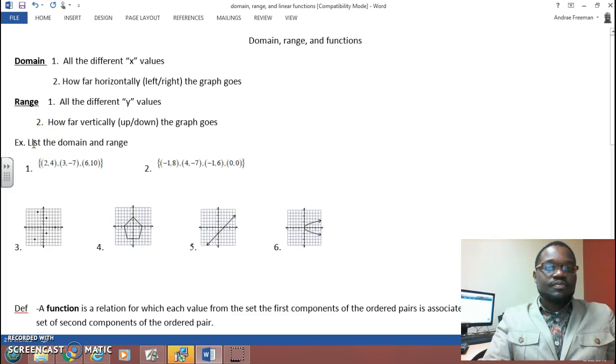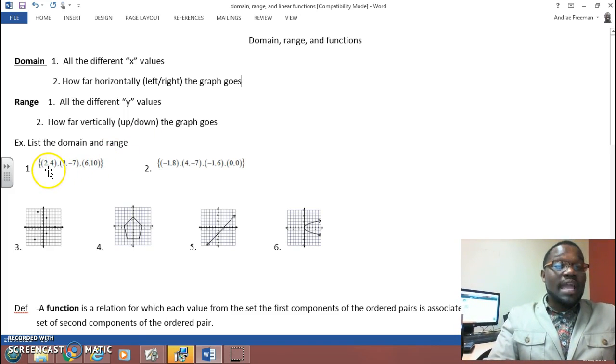Now, here is an example. List the domain and the range. Well, if I was writing and I actually had something to write down, which you should, the domain here would be 2, 3, 6. Why? Because I'm given a series of points, ordered pairs, and 2, 3, and 6 are all the different x values, like it said. Now, just in case you have forgotten, every point is x comma y: 2 x, 4 y, 3 x, negative 7 y, and so on. And so the domain again, 2, 3, 6. The range, 4, negative 7, 10. That's all the y values.